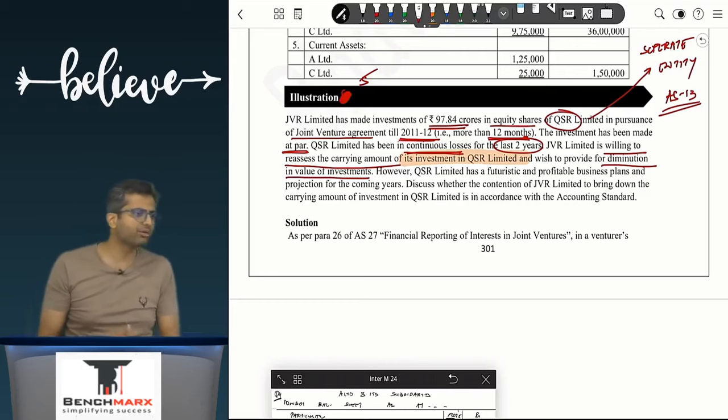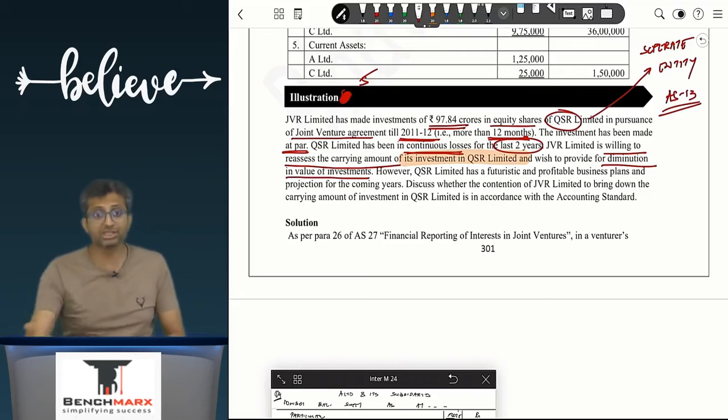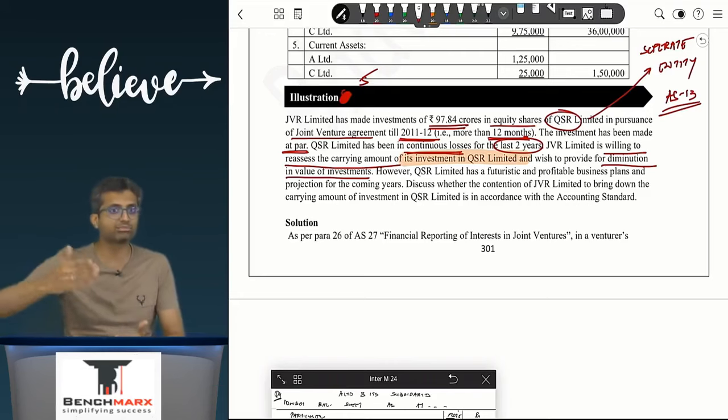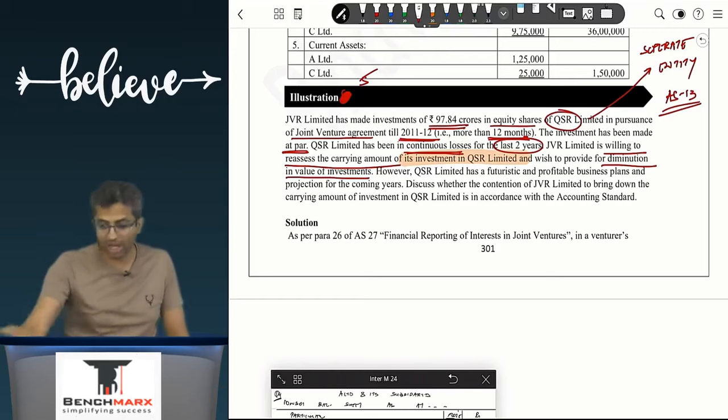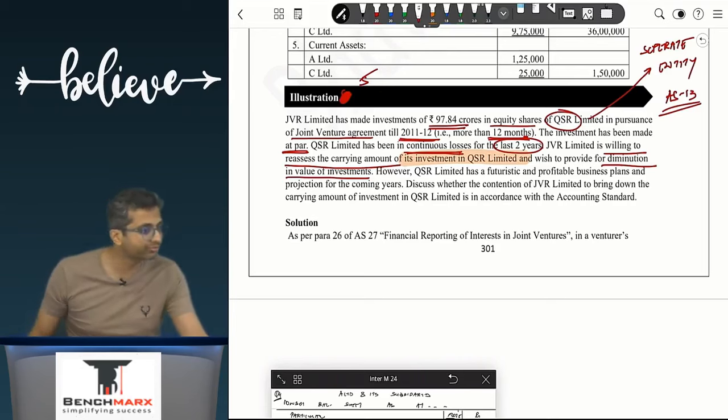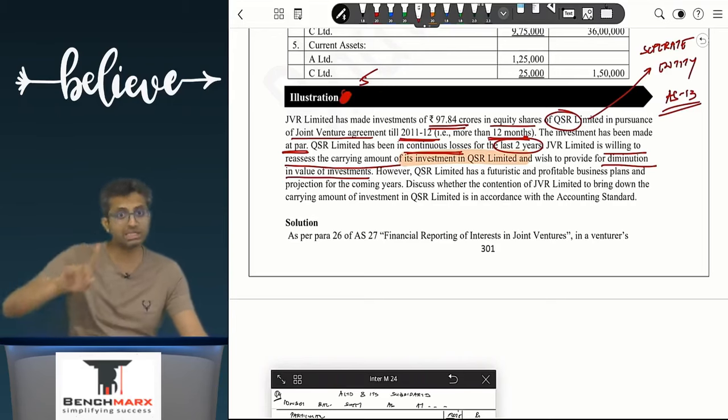You don't have any foreign investors. But a permanent decline in value, if you are tracking the news, is like Paytm. Now RBI has given some restriction: you cannot accept deposits, do this, do that. Today, 20% down on opening only. Trading stopped, because that is a permanent decrease in value.